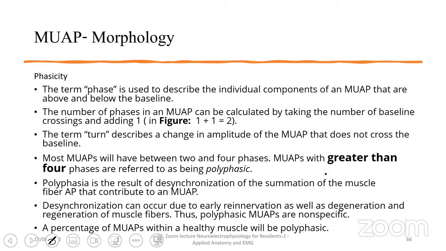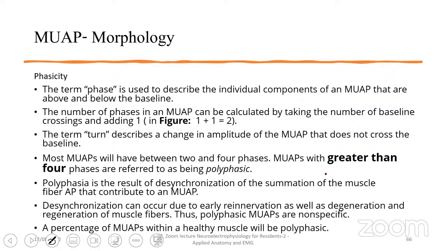The turn describes a change in amplitude of the MUP that does not cross the baseline. The turn means it is not crossing the baseline. So turns are not to be counted, phases are to be counted. Most MUPs will have between 2 and 4 phases. MUPs with greater than 4 phases are referred to as being polyphasic. Polyphasia is the result of desynchronization of the summation of the muscle fiber action potentials that contribute to the MUAP.